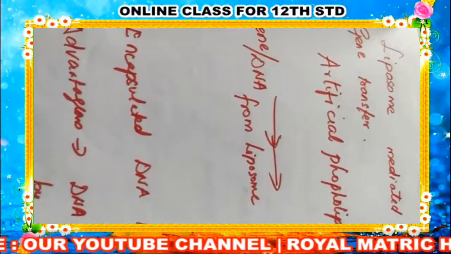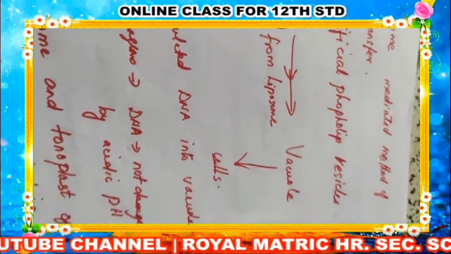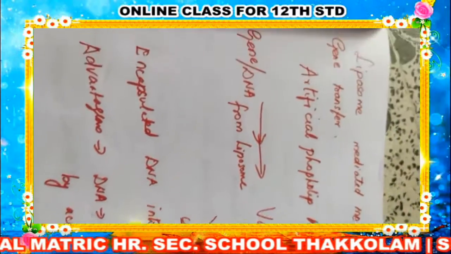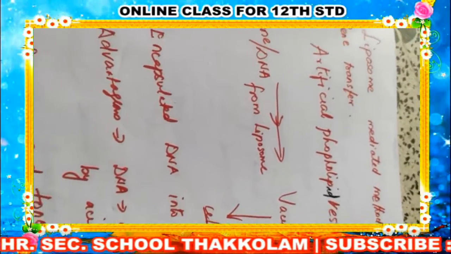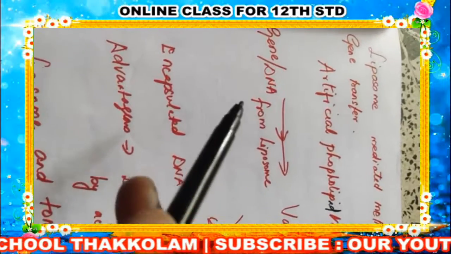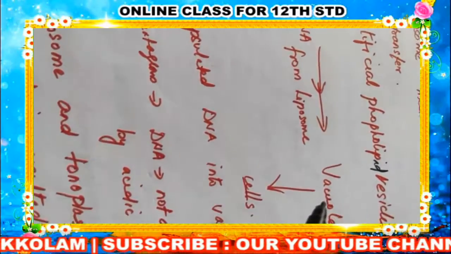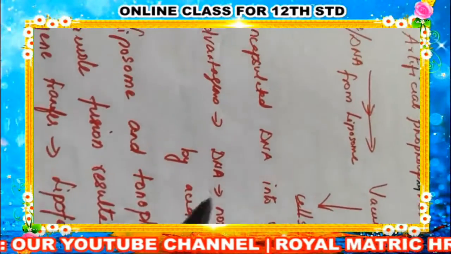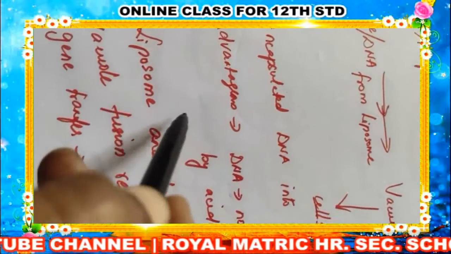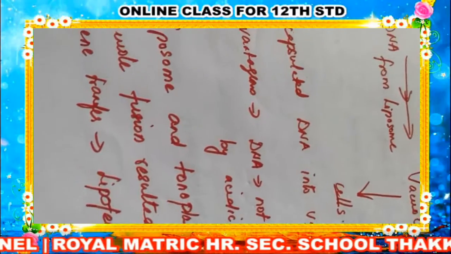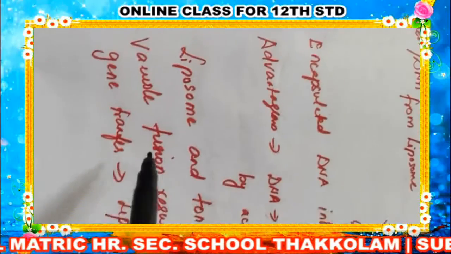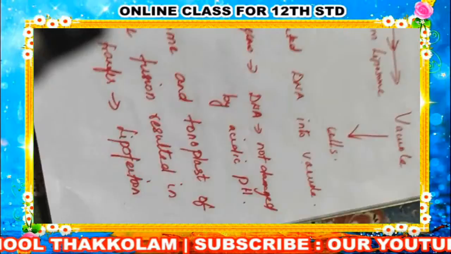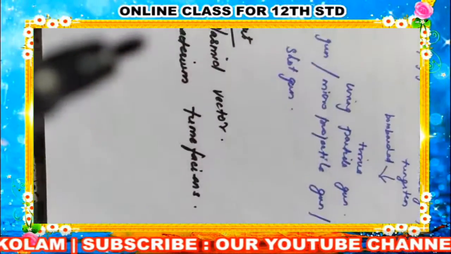I repeat one more time. This is the liposome mediated method of gene transfer. Here, artificial phospholipid vesicles are used. The DNA from the liposome is transferred into the vacuole and then to the cell. The DNA is encapsulated, which is advantageous because it is not affected by the acidic pH. The fusion of the liposome and the tonoplast of the vacuole results in the gene transfer. That is known as lipofection.